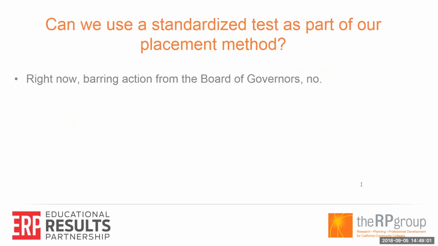Can we use a standardized test as part of our placement method? Right now, barring action from the Board of Governors, the information we keep getting from the Chancellor's office is no. The Board of Governors now controls whether or not assessment tests can be used, and which assessment tests can be used. And it looks like right now the Board of Governors is not in the frame of mind to approve new tests. This is one of the things that the folks on the MAP team have talked about a lot. We always feel that we want to use the most possible information to place students, but currently it's looking like going forward as of fall 2019, we're not going to be able to use assessment tests.